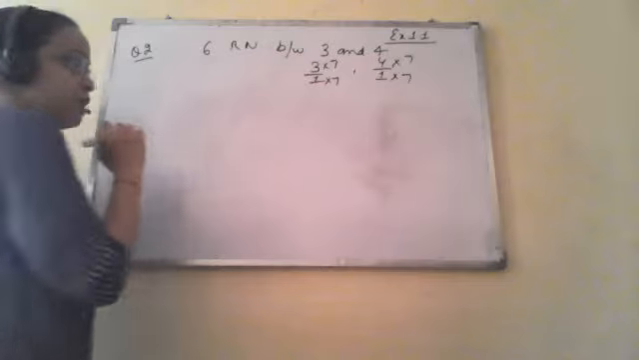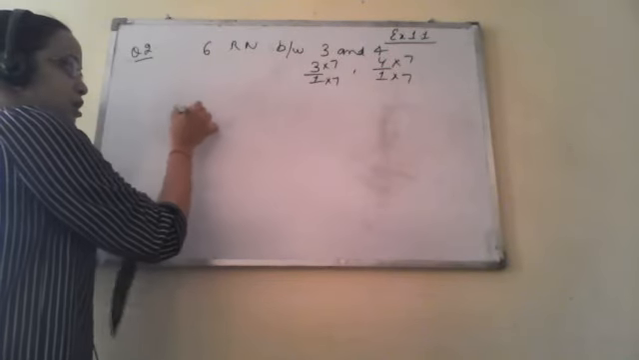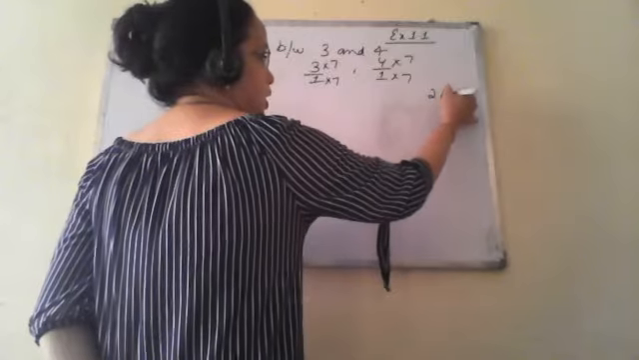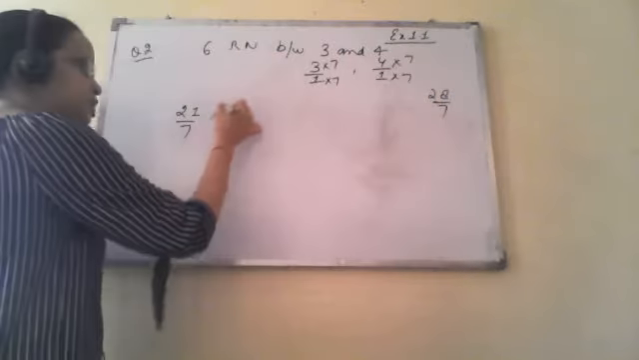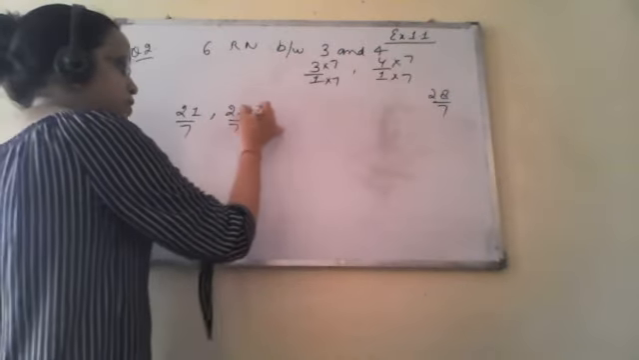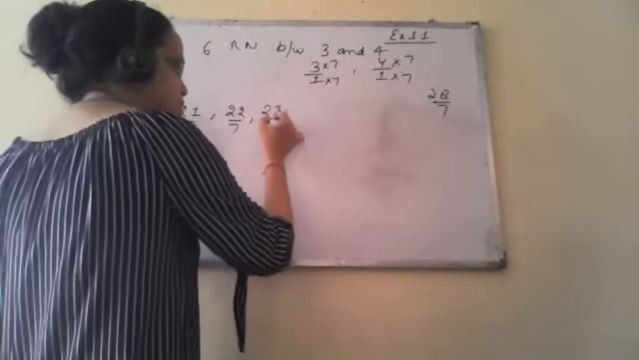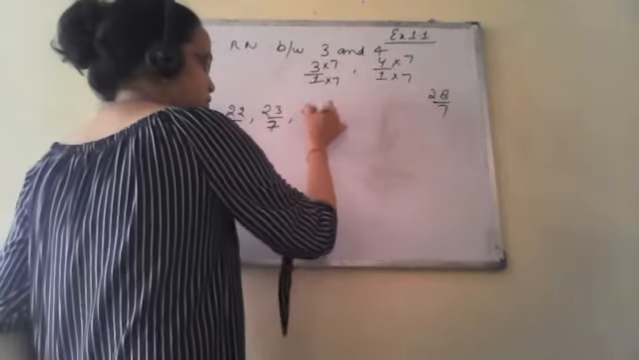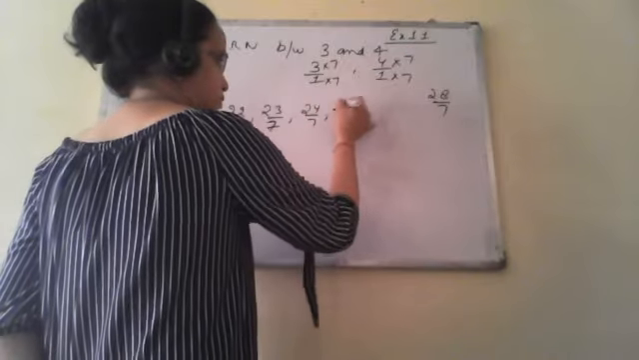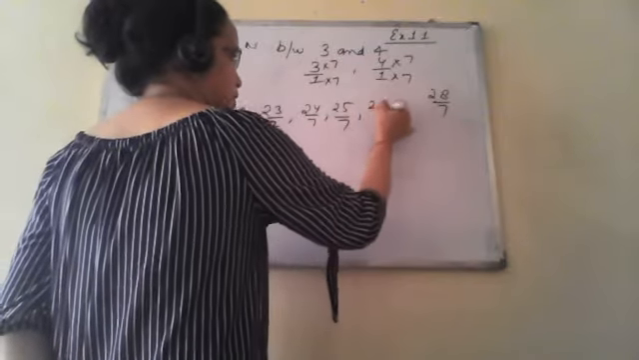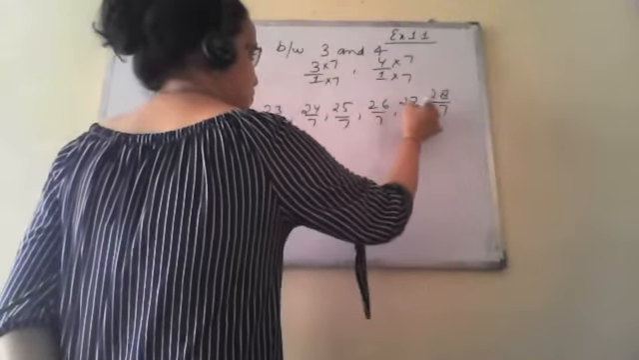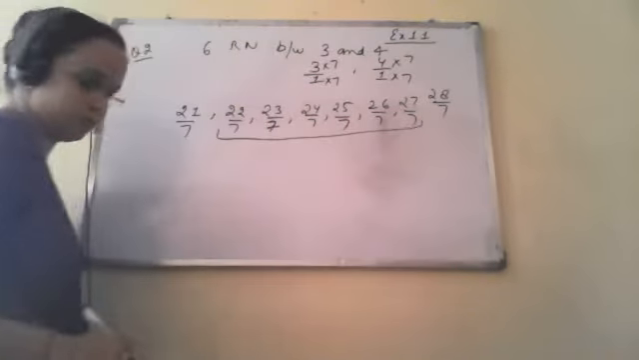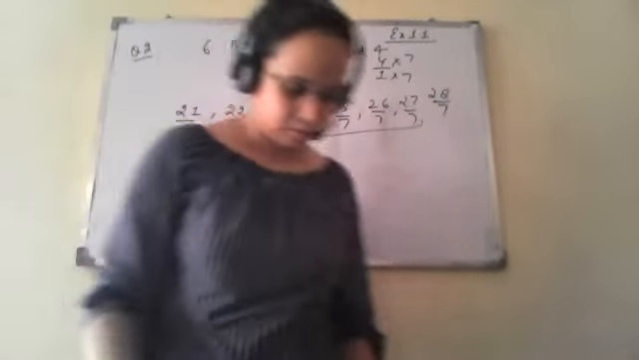So now we have to find rational numbers between 21 upon 7 and 28 upon 7. So these are 22 upon 7, 23 upon 7, 24 upon 7, 25 upon 7, 26 upon 7, 27 upon 7. So these are 6 rational numbers between 3 and 4. Clear?